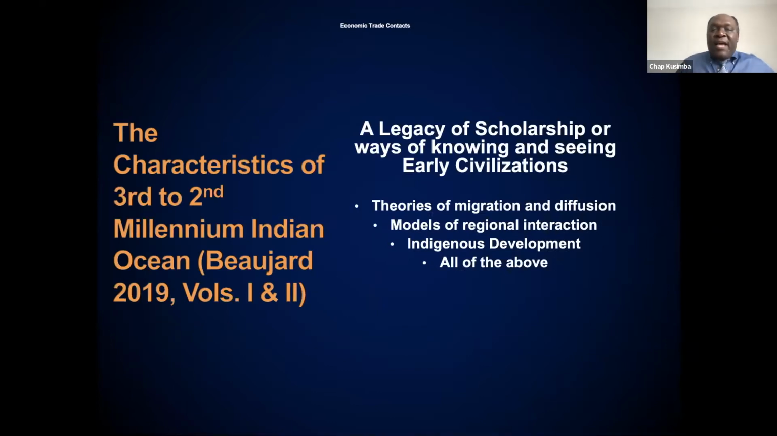But when you look at the ways in which we have looked at this, these legacies of scholarship, the ways of knowing and seeing early civilizations have gone through various historical stages. We have theories of migration and diffusionism that we don't really need to talk about because most of you know about them: the idea that an invention only occurred once and then moved on to other places. During the colonial period, we start talking about regional interaction, that cities could no longer exist on their own without interacting with the rural areas.